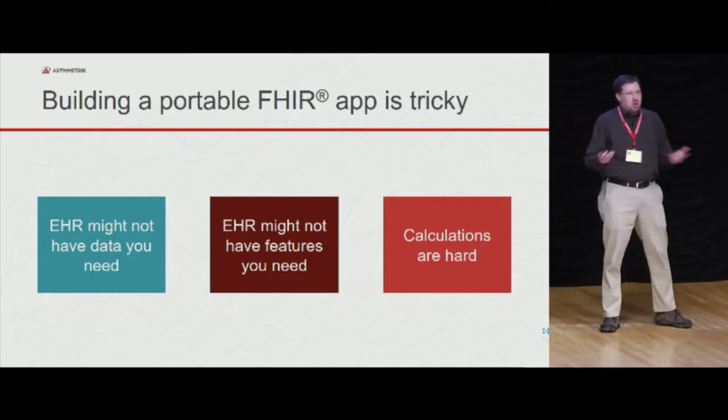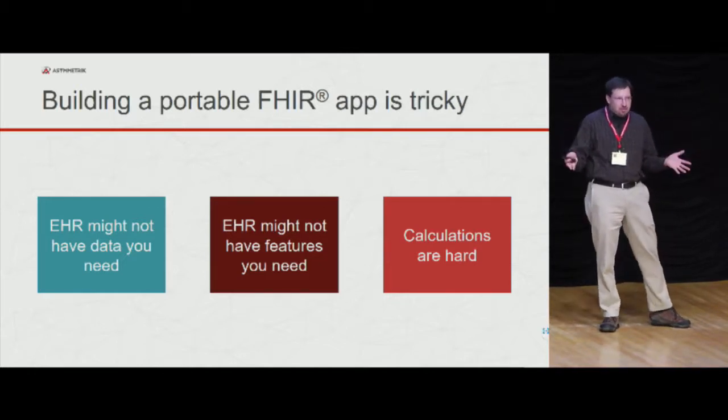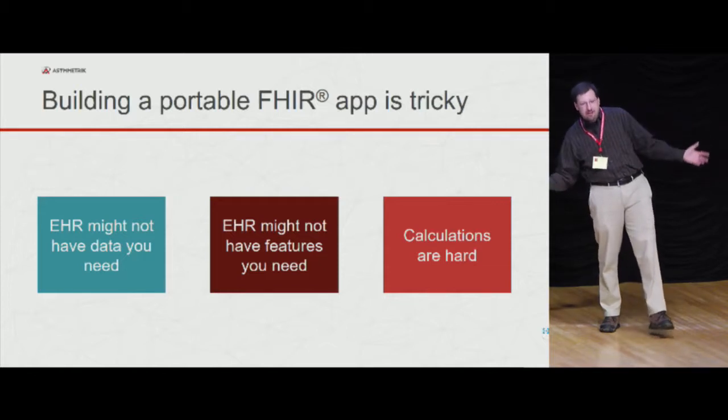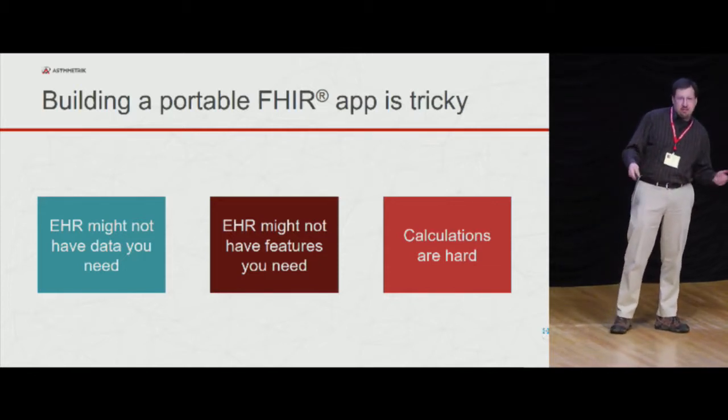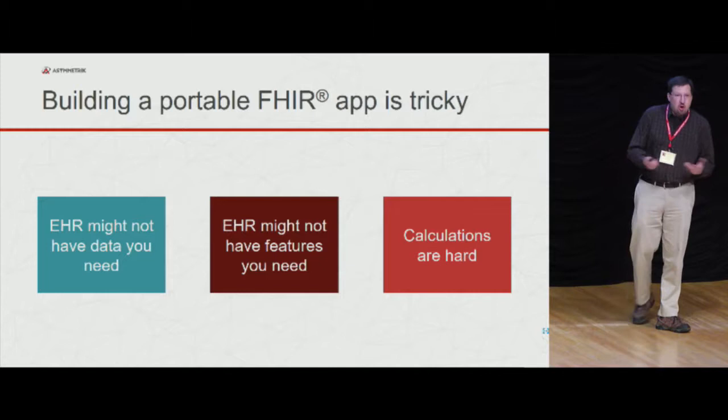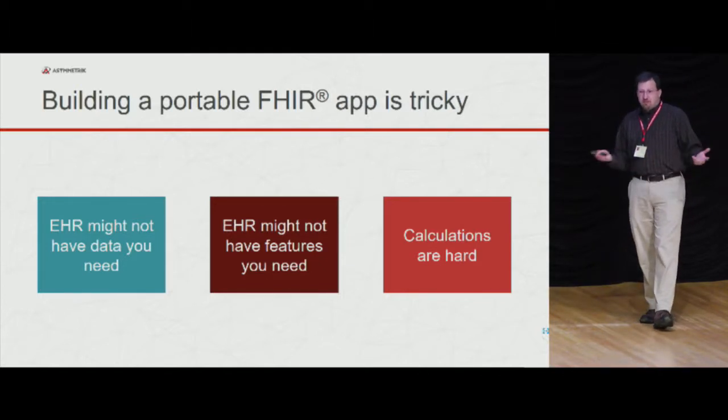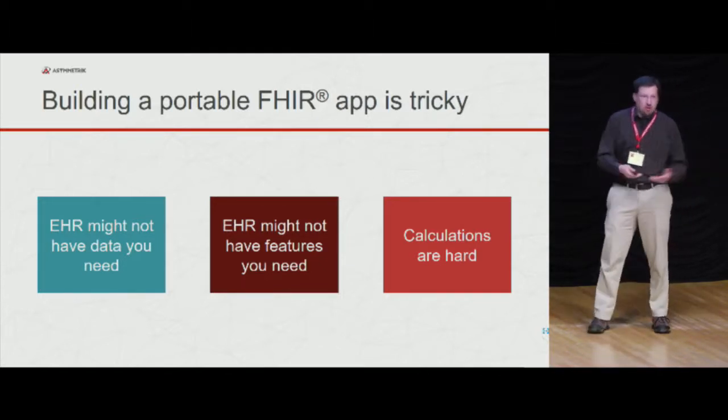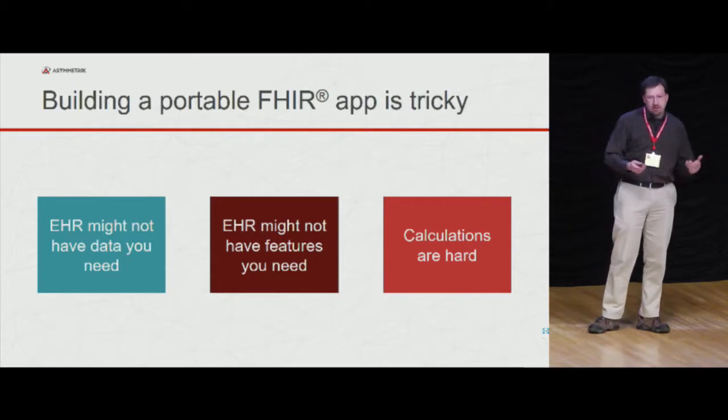Interoperability is great when it works, if everyone's kind of doing the same thing in the same way, but FHIR is a massive spec. So the EHR might not have the data you need. What if, for example, this app needed genomics data? Right? Well, maybe Cerner doesn't have any genomics data. Where can we get it from? Does it have a FHIR interface?